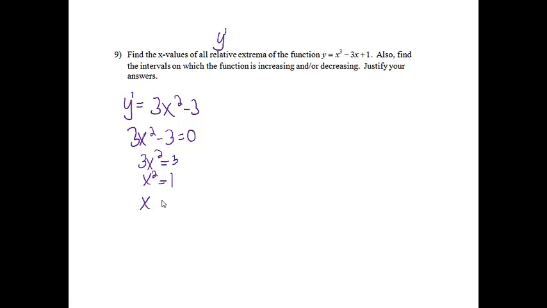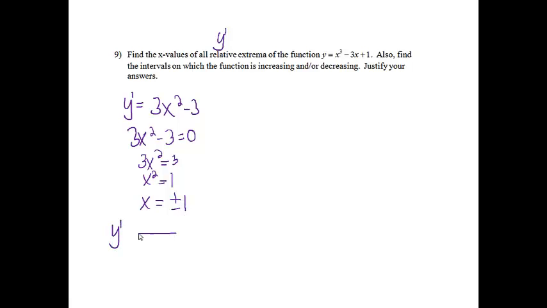Okay, so it looks like we have all sorts of stuff dealing with y prime. So I am going to find y prime. Y prime will be 3x squared minus 3. And next thing I would like to do is find the critical numbers. So I will set the derivative equal to 0. If I do that, I'm just going through and solving for x. I will get x equals plus or minus 1.